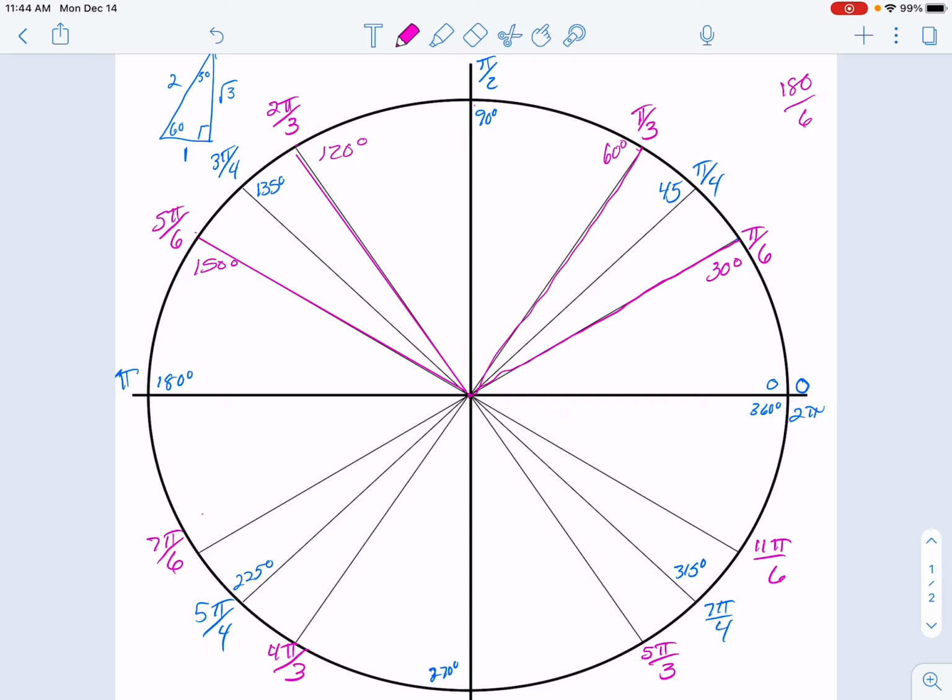And you add 30, so this is 210. You add 30 is 240. And you add 30, so this is 300. And this is 330. So now you've got degrees and radians all the way around your unit circle. All right, now we're going back to our circles.